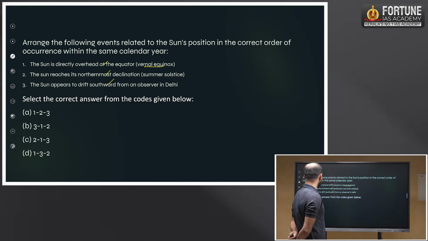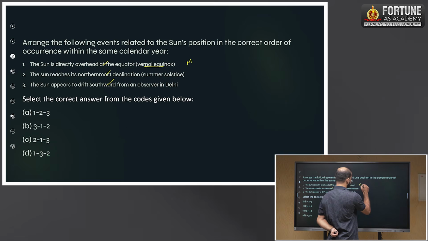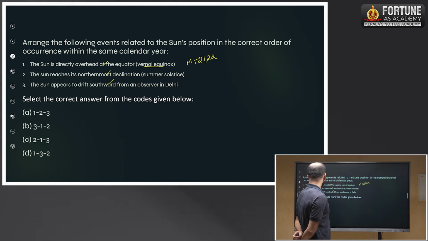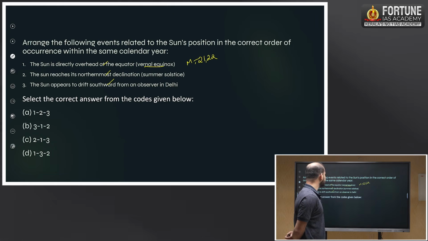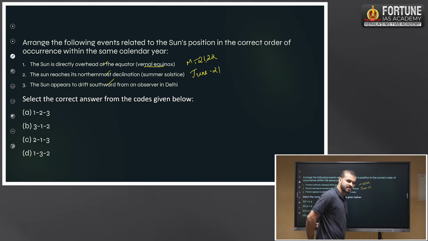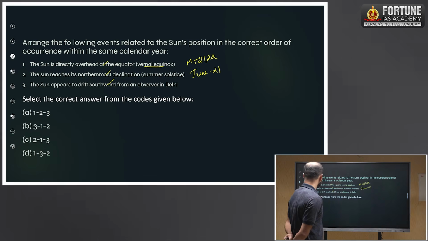First statement is the sun is directly overhead at the equator, that is around March 21st or 22nd or even 23rd. The second statement, the sun reaches its northernmost declination or summer solstice, that is around June, again 21st or 22nd, or let's say somewhere around that period.